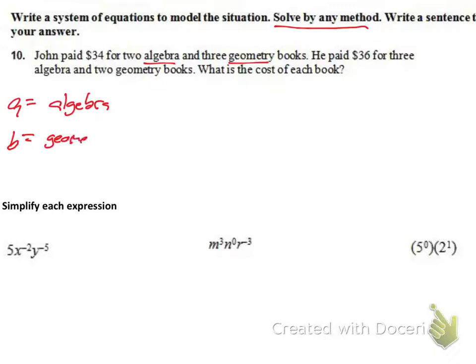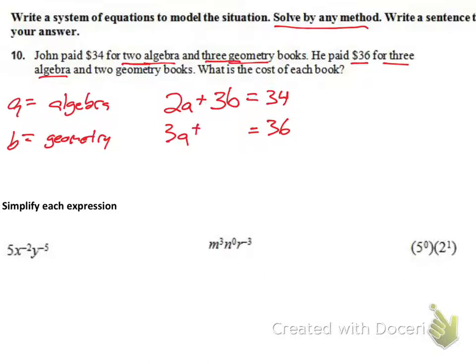Now, if you wanted to, you could use x and y. It's really up to you. They're just variables that stand for something. So you paid $34 for 2 algebra books and 3 geometry books. So 2A plus 3B is going to equal $34. He paid $36 for 3 algebra books, so that'd be 3A plus 2 geometry books. What is the cost of each book?